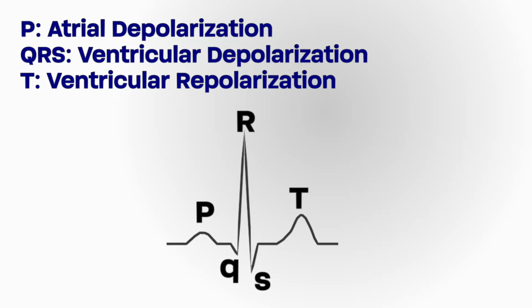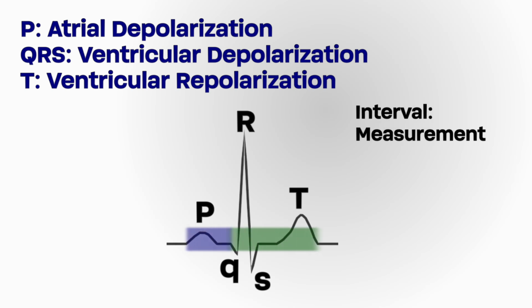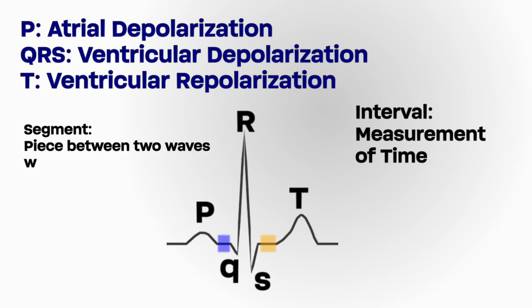Now that we've named the waves of an EKG, let's talk about some of the other things we can define about a tracing. Here we're going to take some time to talk about two groups of measurements that are relative to the waves we defined last time. Intervals are measurements of time defined by the starts and ends of waves.